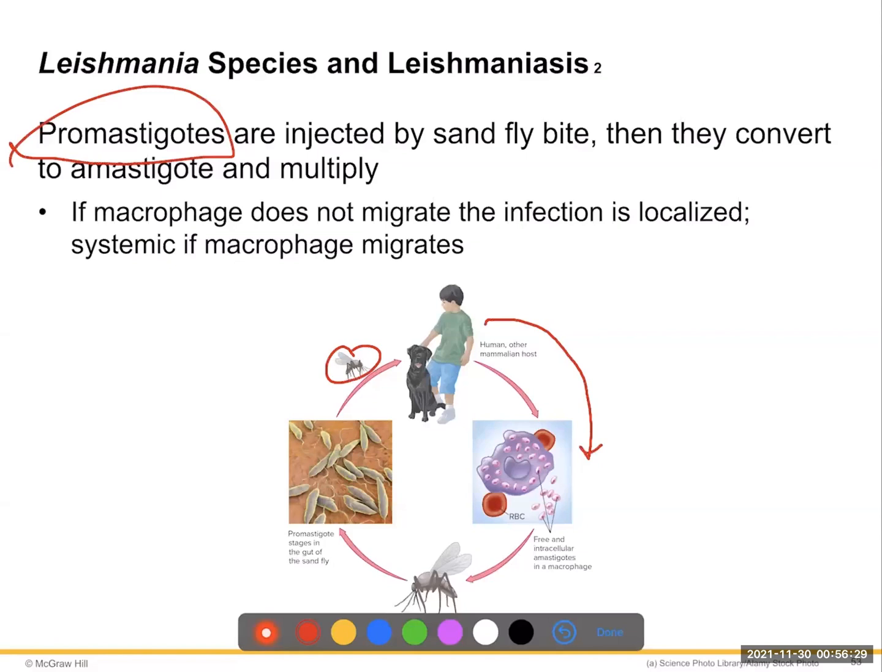Okay, any infection, they absorb it up here. If the macrophages stay in this area, and then they release the free mastigotes as they mature, then the infection stays localized. If they go into the bloodstream and migrate, then the macrophages are released into the new area, the lungs or the liver or the heart, wherever they end up going. And then the infection becomes systemic.